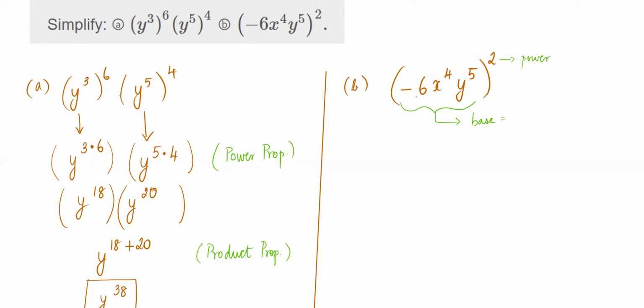Well, we have negative 6 is one factor. X power 4 is another factor. And y power 5 is another factor. By identifying the individual factors, we can now assign each of these factors the same common power that they all got, which is 2. So negative 6 gets the power 2. X power 4 gets the power 2. Y power 5 gets the power 2. This was power of product property.